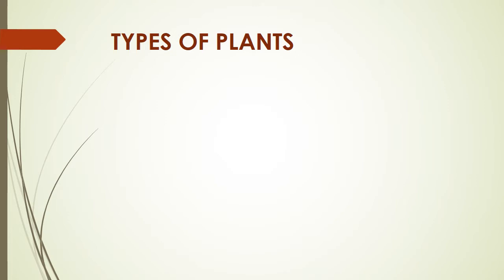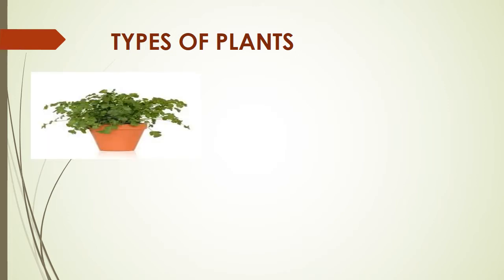First one is herbs. These types of plants are very short plants with soft stem. Means the stem of these type of plants is very soft, such as tomato, brinjal, tulsi, coriander, mint. We have all seen such type of plants. These type of plants are called herbs.